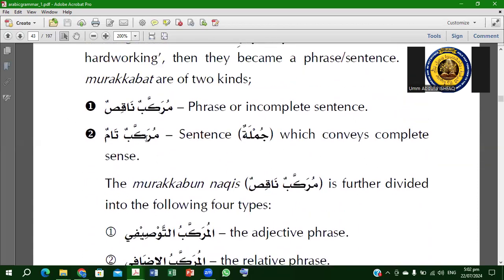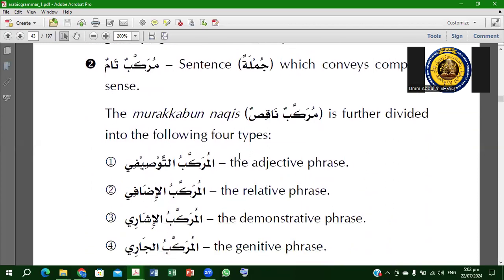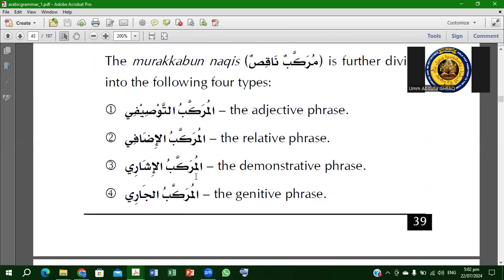Phrases are mostly of four types. Murakkab tawsifi, remember we have studied it as mawsuf and sifa, right? There is one noun and the other is an adjective. This is called adjective phrase, murakkab tawsifi in Arabic. The components are the noun, called mawsuf, and the adjective, called sifa. Mawsuf, sifa, together murakkabe tawsifi.